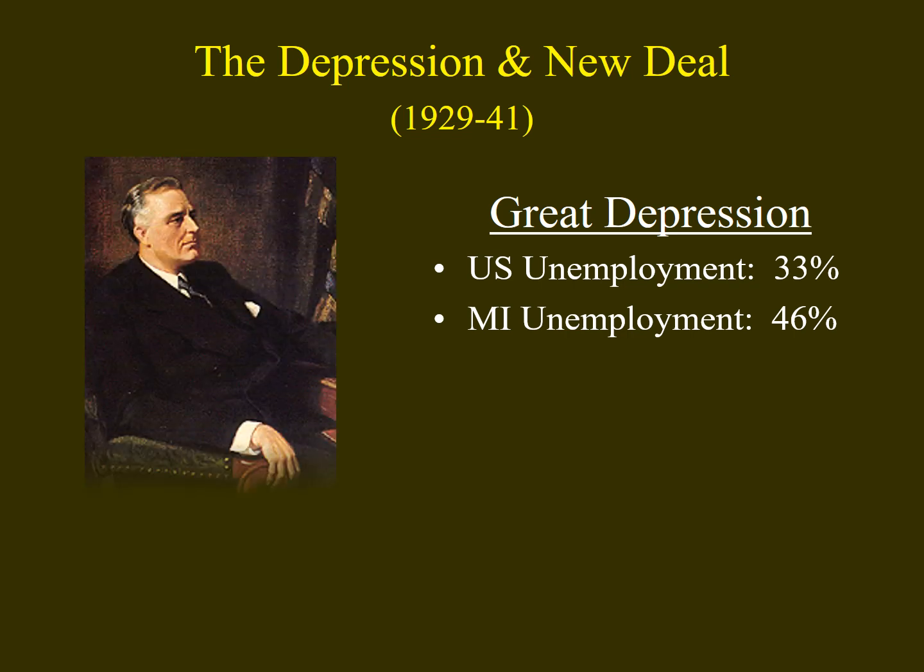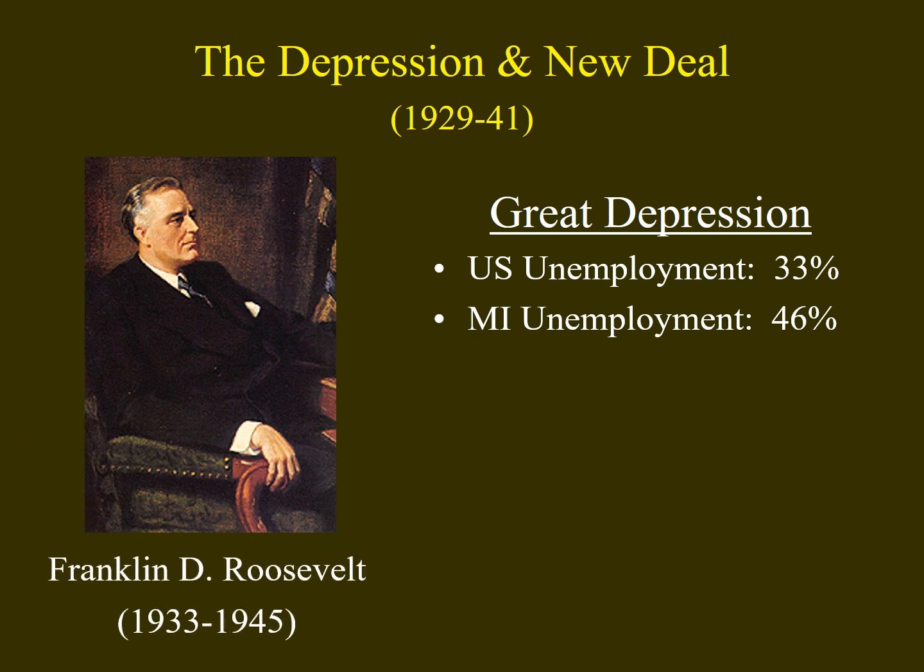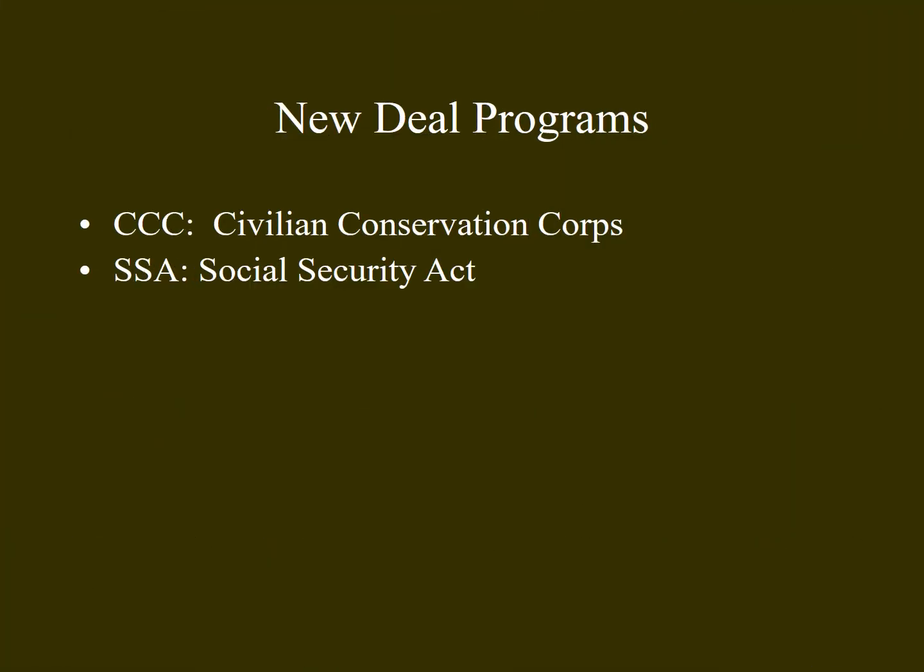Local governments begged the national government for help, and a president had a solution to this aid that was requested by the state and local governments. That president was Franklin Roosevelt, and he promised the American people a New Deal. There were numerous programs included in Roosevelt's New Deal. I want to focus on two. One would be the Civilian Conservation Corps, and the other was Social Security.